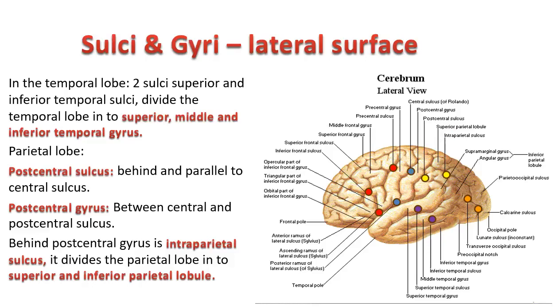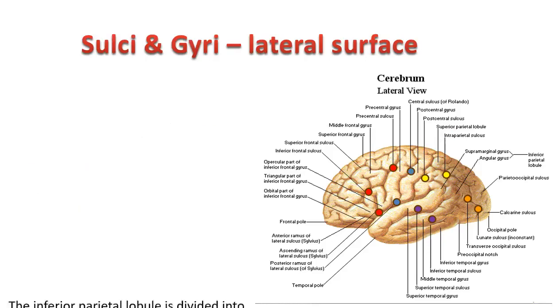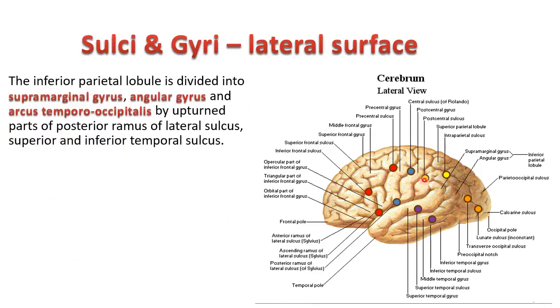Then next, the inferior parietal lobule is again divided into three parts, the same as how we saw the inferior frontal gyrus is divided into three parts. Here you are able to see, around the inferior parietal lobule, the posterior ramus of lateral sulcus, and then the superior and inferior temporal sulcus, they extend.